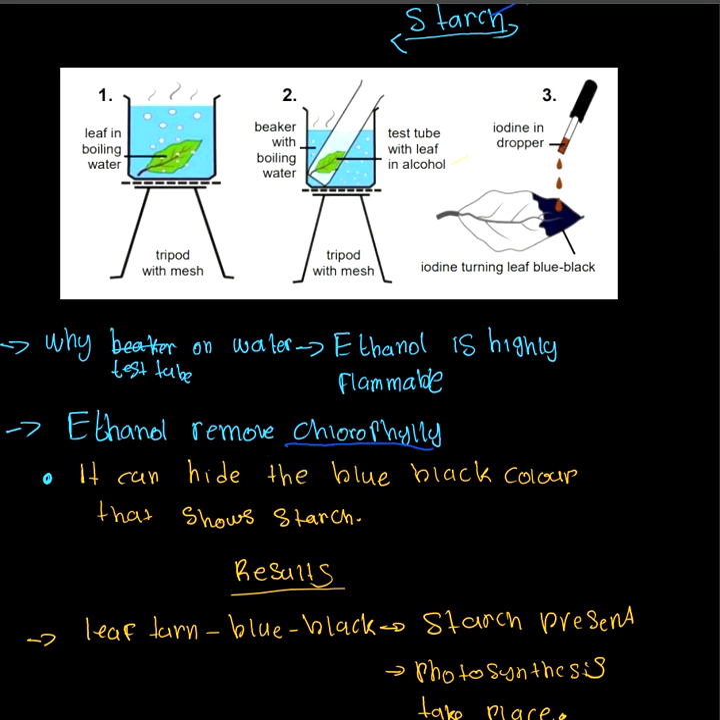So at the end of the starch test, we must pour the iodine. Iodine has a brown color. If we don't remove the chlorophyll, it will hide the color of the iodine. If there's a presence of starch, iodine will turn blue black. If we don't remove the greenish color, it will hide the blue black, so that our results will be disturbed. So we have to remove the chlorophyll.